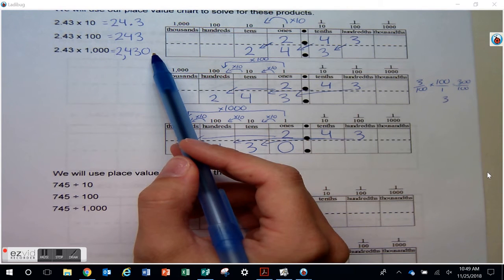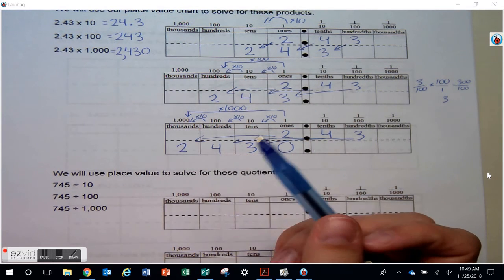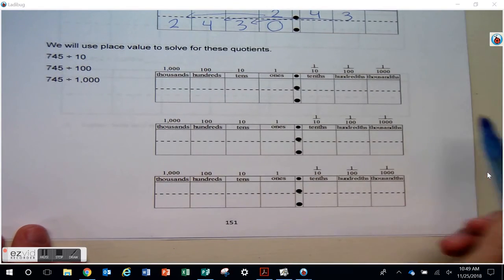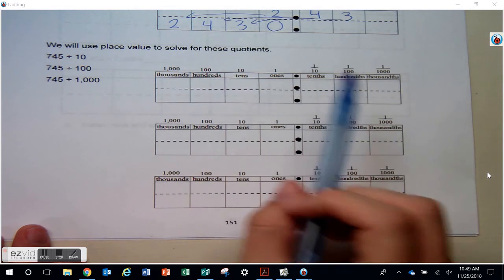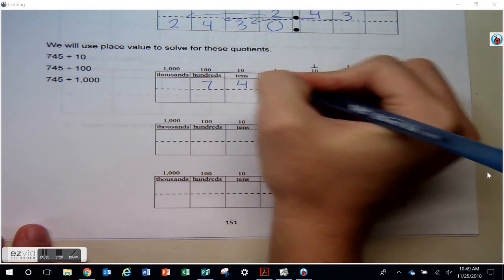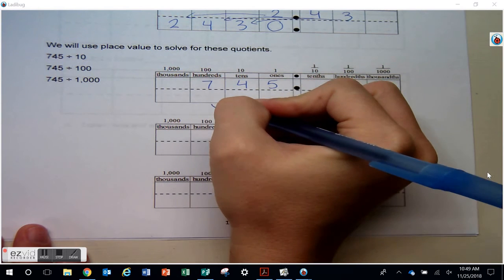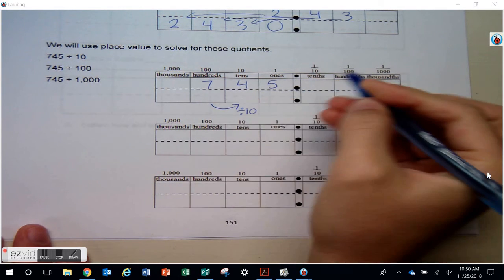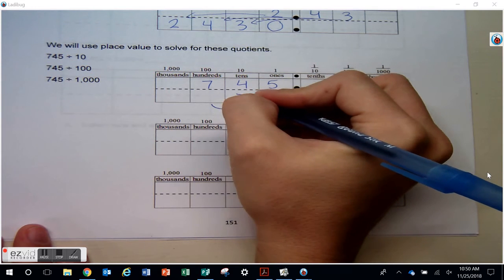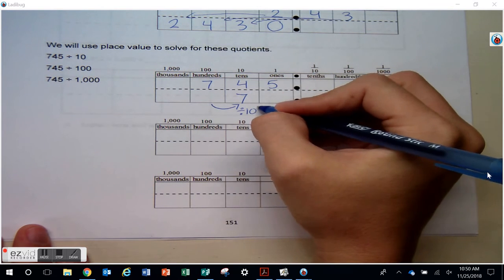We will use the place value chart to show these quotients. So here we have 745, and we're dividing by 10. Well, when I divide by 10, I move this way. So 7 hundreds divided by 10 gives me 7 tens. 4 tens divided by 10 gives me 4 ones, and 5 ones divided by 10 gives me 5 tenths.